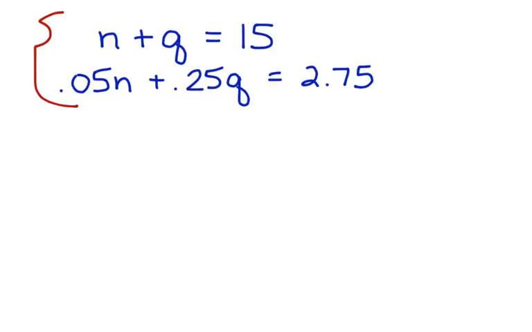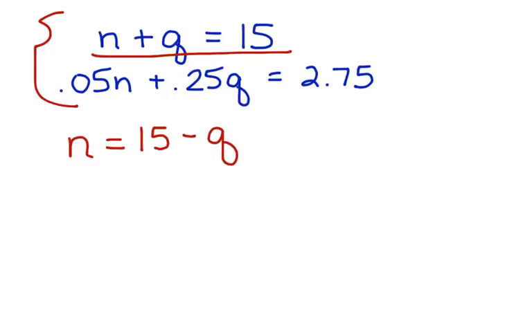The first thing we're going to do is solve for one of these variables. Let's solve for n. So we can say that n is equal to 15 minus q. Now we can substitute this equation into the second equation, and we'll be able to solve for q. Let's look at how to do that.